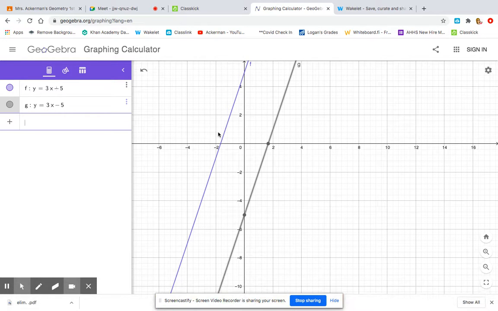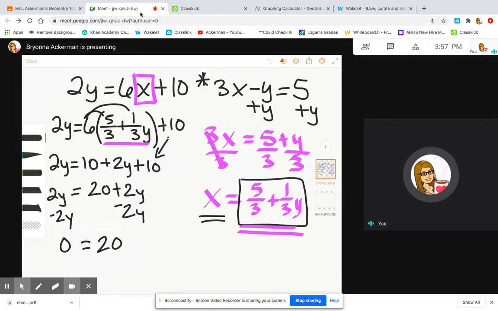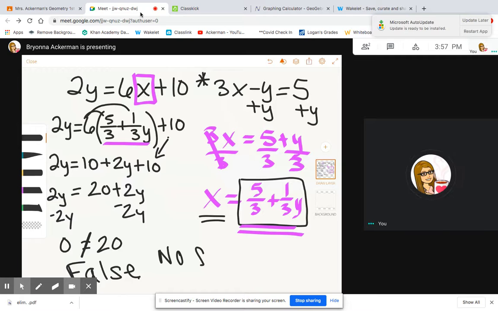So when we go back to what we had just done with the problem, when we were trying to do substitution, we got a weird answer. Our weird answer said that 0 equals 20. But 0 does not equal 20. That's false. And so when you get a false statement, something weird is happening, and I just showed you why. When you get a false statement here, because this is not true, you have no solution. And so you don't even need to continue on because it does not make sense.